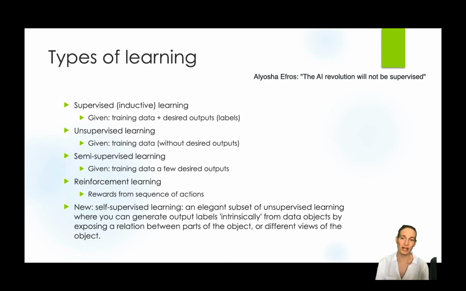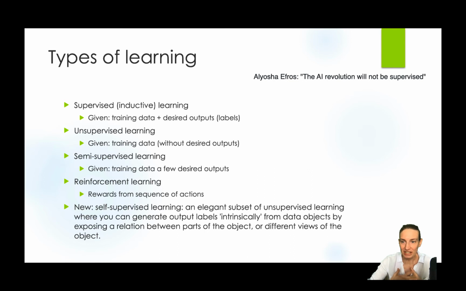It becomes more challenging if you do unsupervised learning. With unsupervised learning, you only have your training data without any desired label. So an example of unsupervised learning would be clustering, whereby you just look at your data and then you predict which samples belong together, and then you can draw conclusions from that.